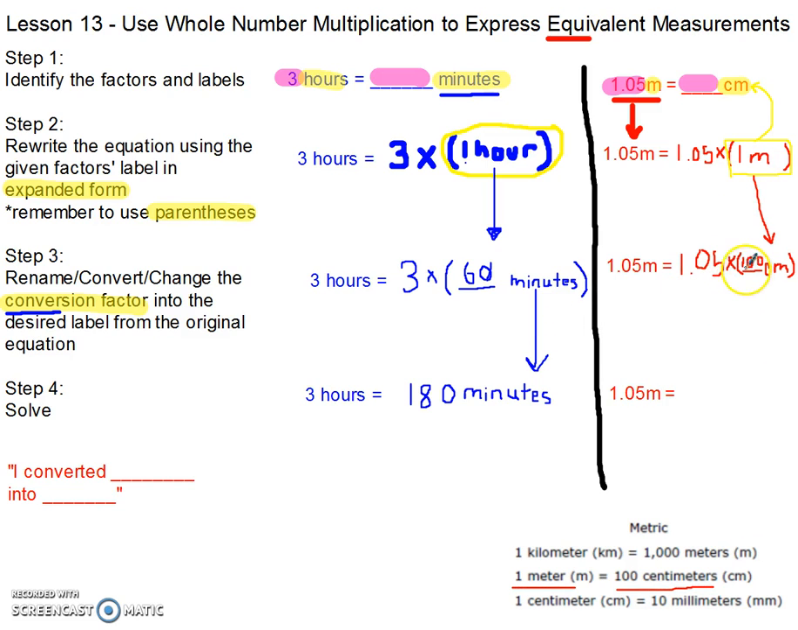And finally, step 4 is we want to solve, and we know that when we are multiplying by powers of 10, in this case 100, I have 2 zeros, so that means I'm going to move my decimal 2 spaces, and my new decimal will be here. So I can say that 1 5/100 of a meter is equal to 105 centimeters. And using my sentence frame, I could say I converted 1 5/100 of a meter into 105 centimeters.